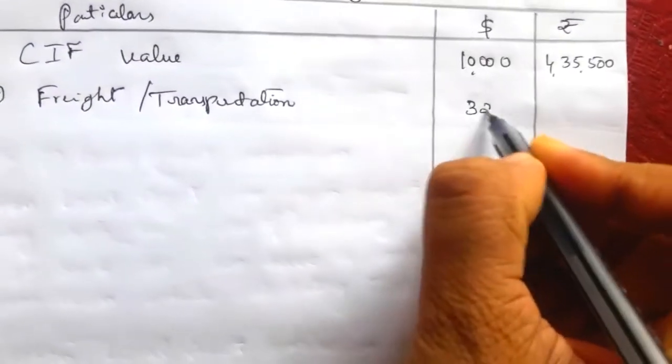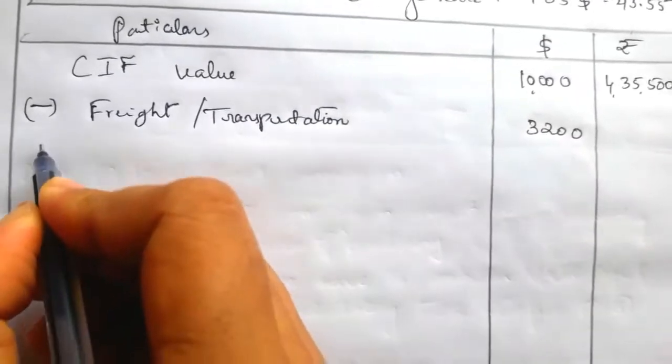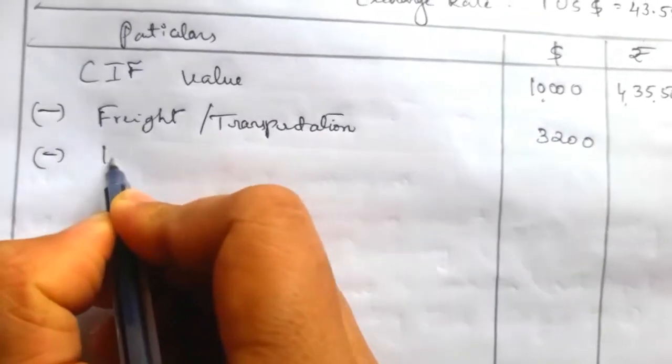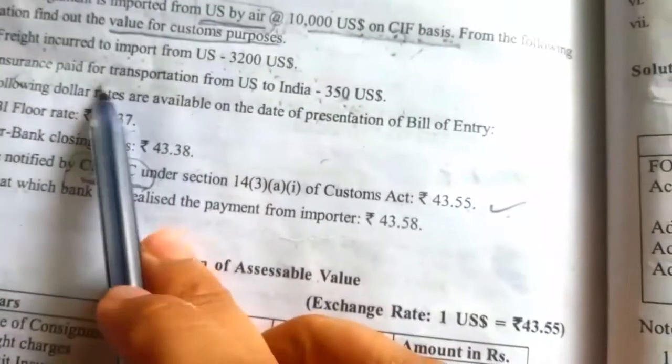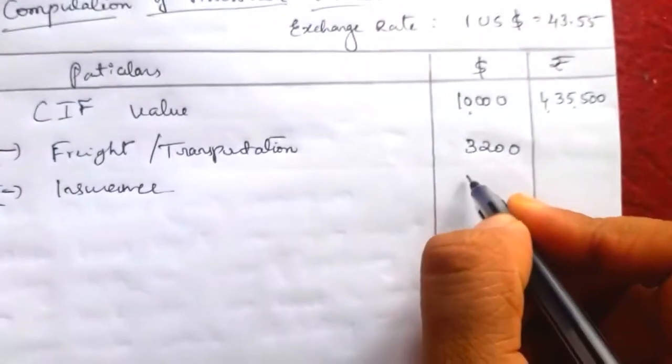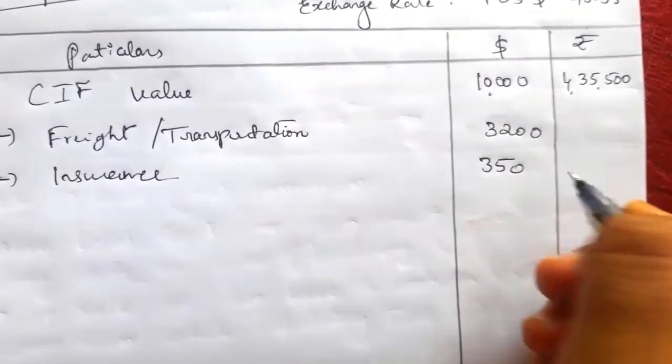Given how much freight or transportation? That is 3,200 US dollar. And one more we have to deduct is insurance. So insurance, how much? That is equal to 350 US dollar. So two values we have to deduct to calculate the FOB.